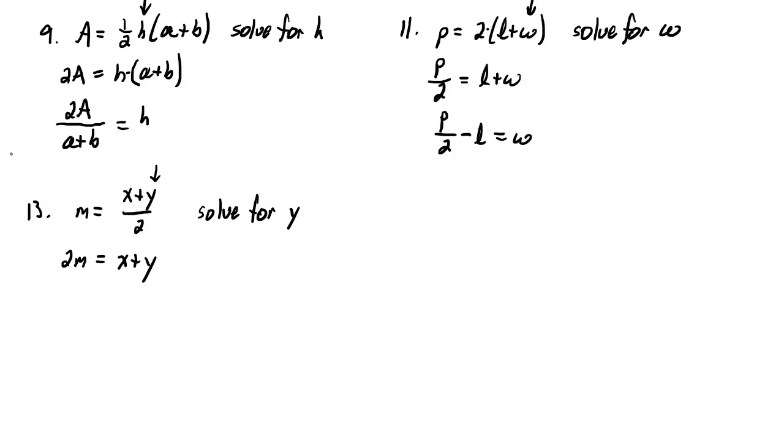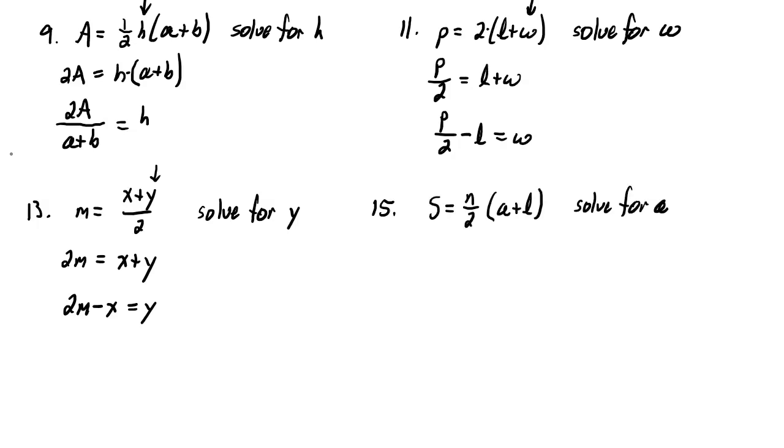We're trying to solve for y. What's next to it? The x. The x has been added to the y. How do you remove the fact that x has been added? By subtracting the x. So 2m subtract x is equal to y.